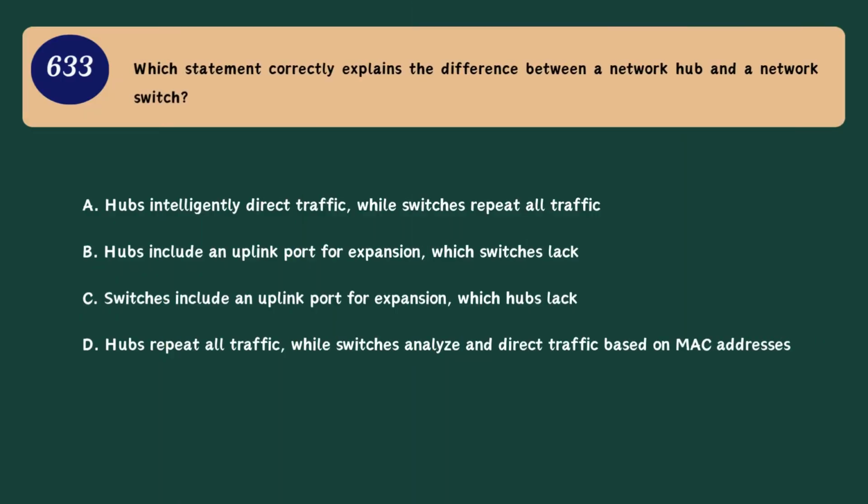Question 633. Which statement correctly explains the difference between a network hub and a network switch? A. Hubs intelligently direct traffic, while switches repeat all traffic. B. Hubs include an uplink port for expansion, which switches lack. C. Switches include an uplink port for expansion, which hubs lack. D. Hubs repeat all traffic, while switches analyze and direct traffic based on MAC addresses.